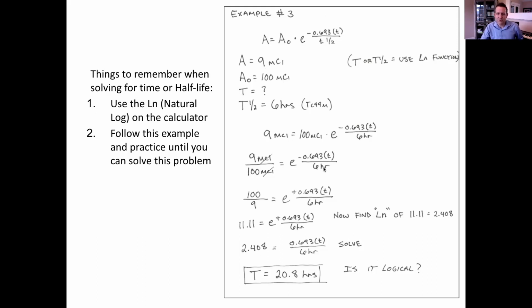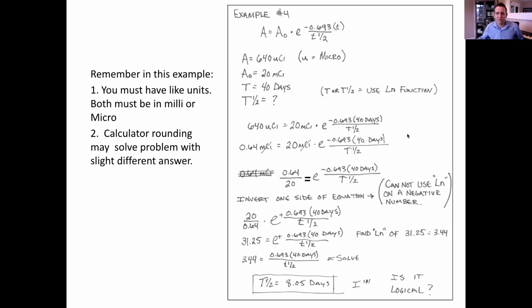Our last one that I'm going to show you, we're going to solve for half-life. This is very similar to the equation we just did. In this case, we're given an activity of 640 microcuries, 20 millicuries. Our time is 40 days, and we don't know our half-life. Now, earlier I had mentioned that you want to pay attention to what your factors are: the names, millicurie, micro, days, hours. We need to pay attention because we need those things in like terms to make the math work.